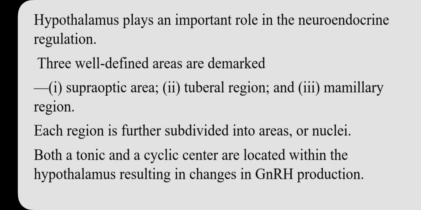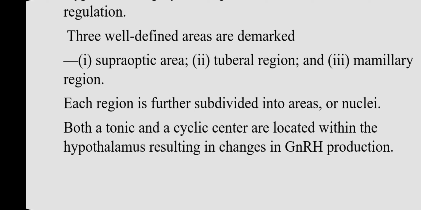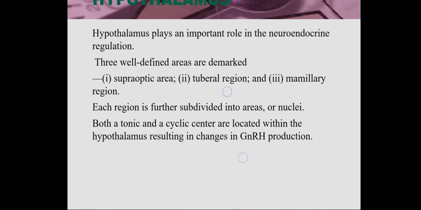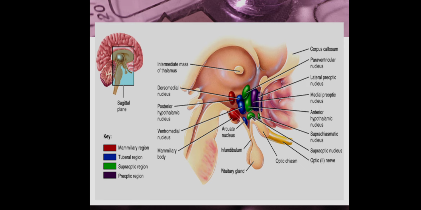Both a tonic and a cyclic center are located within the hypothalamus, resulting in the changes in GnRH production. So what do we mean by the tonic center and the cyclic center? We are going to discuss this in the further slides. Okay, so just remember this. It has three well-defined areas, which are again divided into the nuclei.